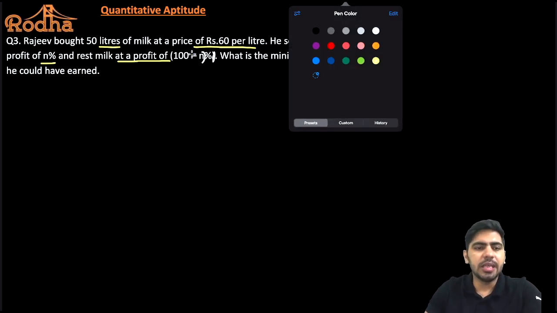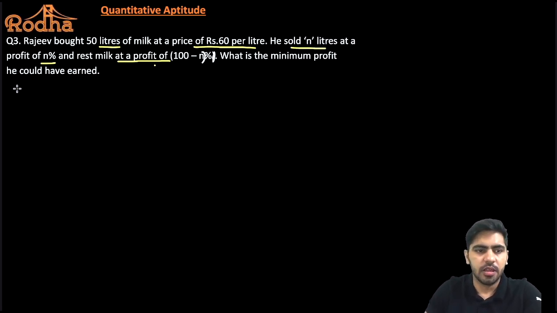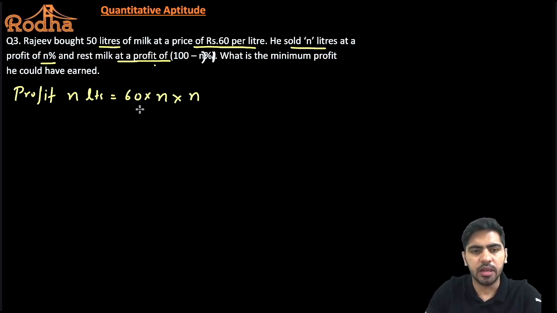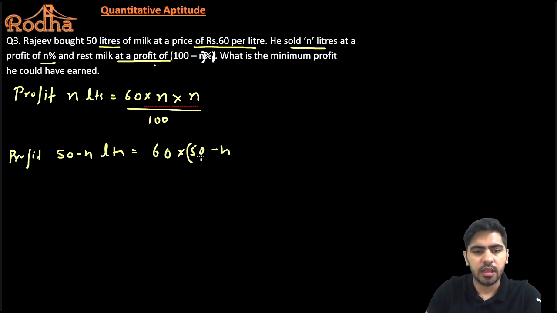All right, so he has bought 50 liters at a rate of 60. Now the profit from the n liters that he's selling is going to be, I can say, first the total cost price, that is 60 into n, and on that I'm earning a profit of n%, right? So n by 100, that is my profit on n liters. Similarly, the profit on the remaining 50 minus n liters will be nothing but the total cost price, that is 60 into (50 minus n), into (100 minus n)%. So (100 minus n) upon 100. So that is my profit from here.